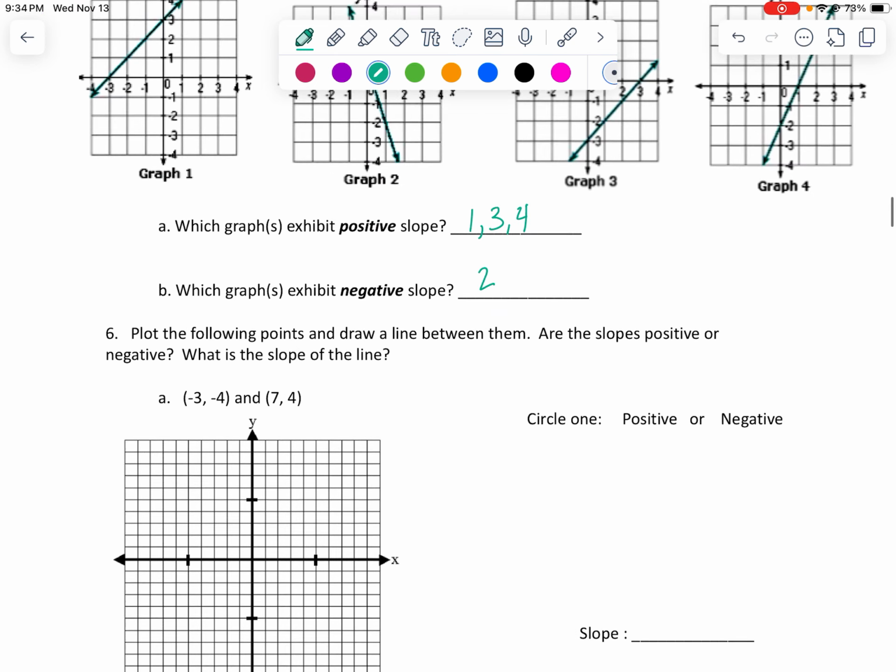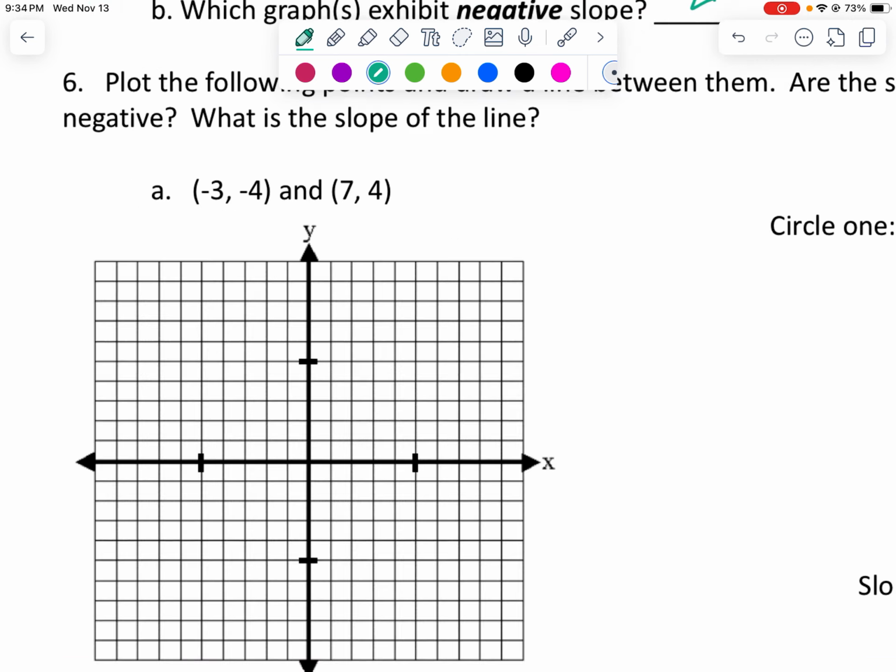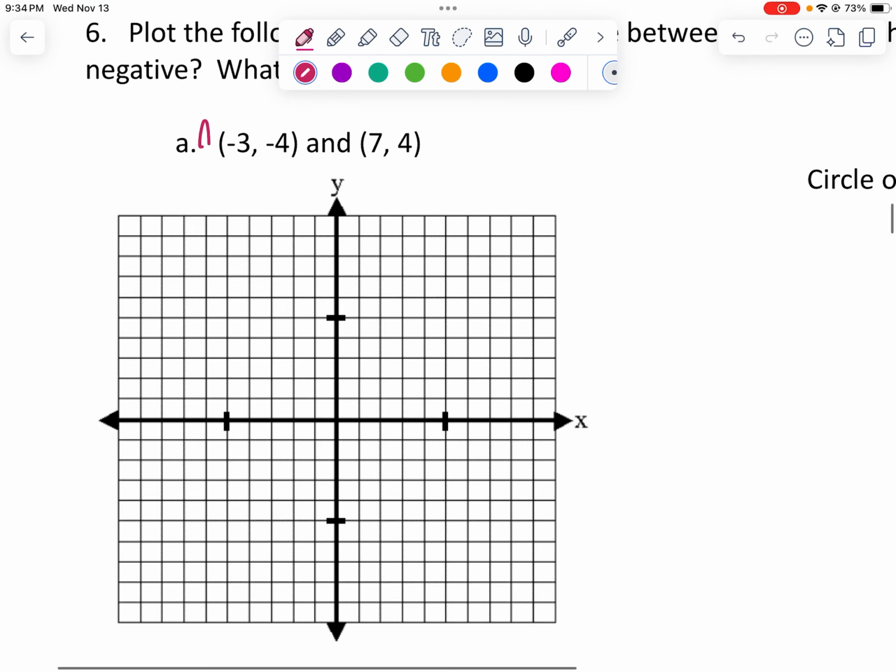And the last problem says plot the following points and then draw a line between them. And then it's asking, are the slopes positive or negative? And what is the slope of the line? Okay, so I'm going to go ahead and plot these points. Let's go ahead and call this point A and this point B.